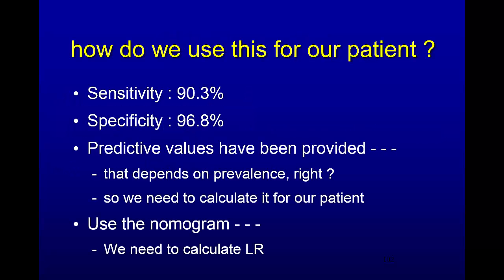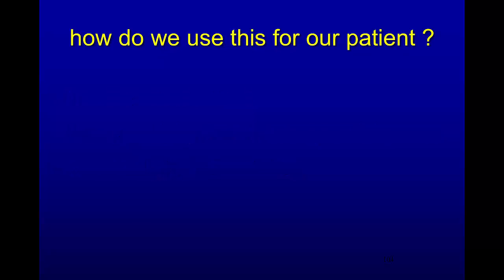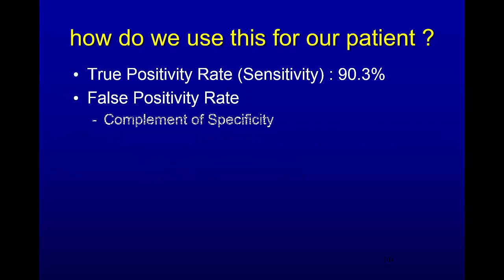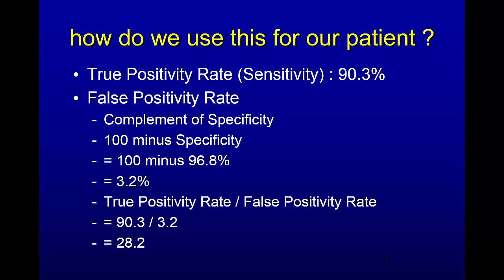We can use the nomogram, but first we need to calculate the likelihood ratio of an optic disc notch. So, the likelihood ratio, just to remind you, is sensitivity divided by 1 minus specificity. So, sensitivity divided by the false positivity rate. True positivity rate is 90% sensitivity. The false positive rate is the complement of the specificity. So, the complement, 100 minus 96.8, and your likelihood ratio then is 90 by 3.2. 28 is your likelihood ratio. 28 is a very high likelihood ratio.